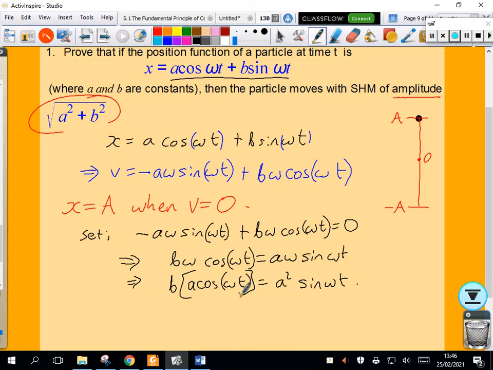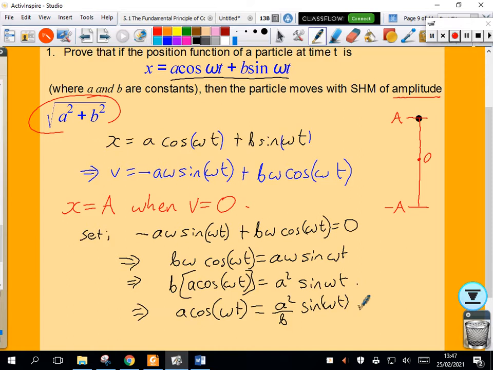So what I've done here, again, I've just set this equal to 0. I've got one term on each side of my equation. I've divided by omega on both sides using my division property, and multiplied on both sides by a to come up with this. So one thing I can solve from here is that a cosine omega t is going to equal a squared over b sine omega t.